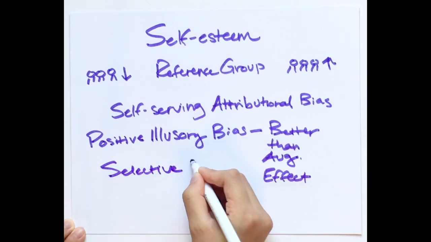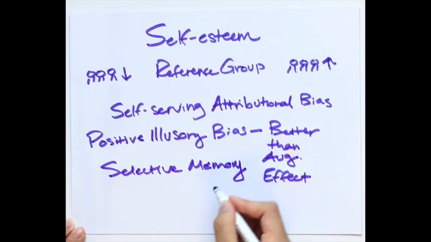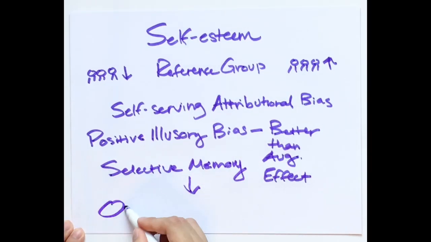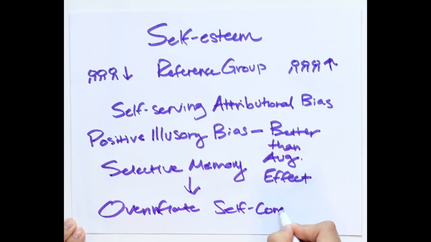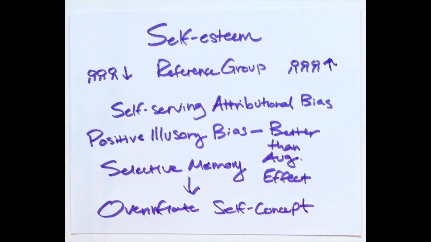Further, the selective memory bias helps you remember the positive or negative events. All of these together lead to the overinflation of self-concept proportionally to what one actually accomplishes, and thus one often views themselves as higher than how others perceive them.